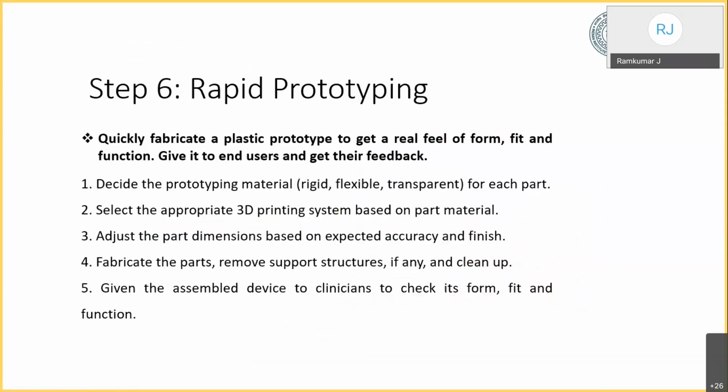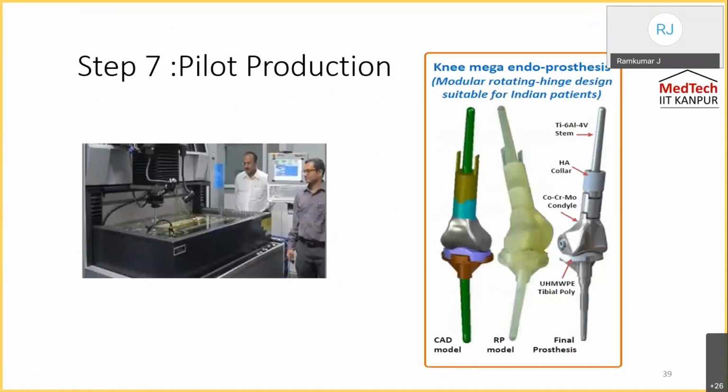So these are prototyping. Besides that, the prototyping material can be rigid, flexible, transparent. You can have 3D printed parts. You can have accuracy, finishing, and fabrication of parts like removing support structures. So many things are there. These are all done in step 6.